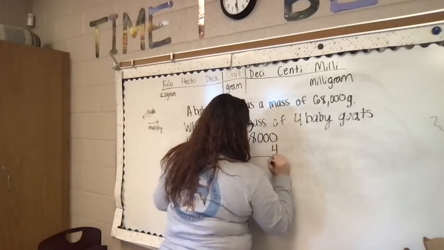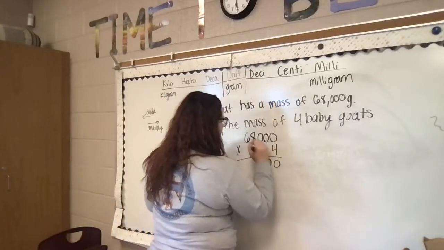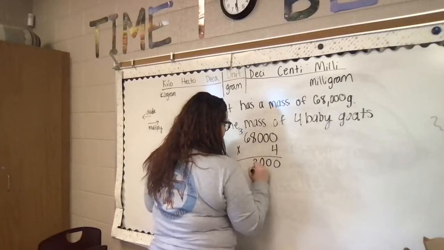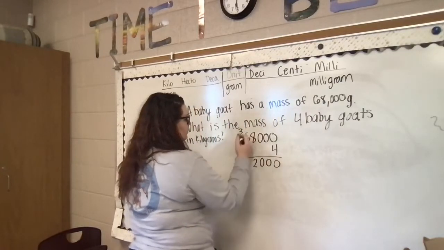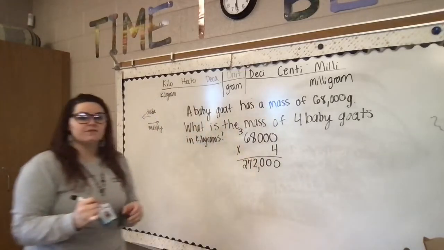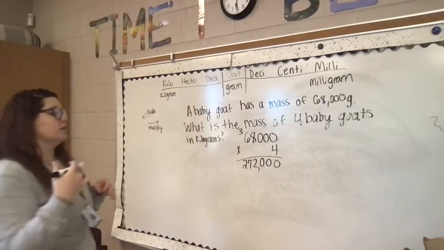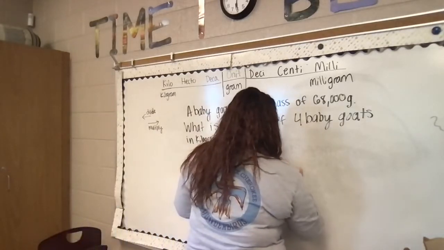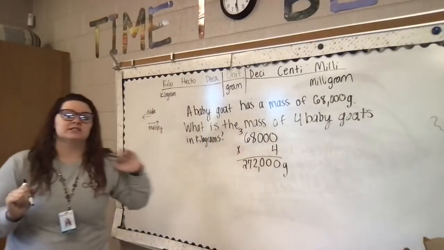I'm going to go ahead and complete that multiplication. 4 times 8 is 32. 4 times 6 is 24, plus 3 is 27. So 272,000 grams.